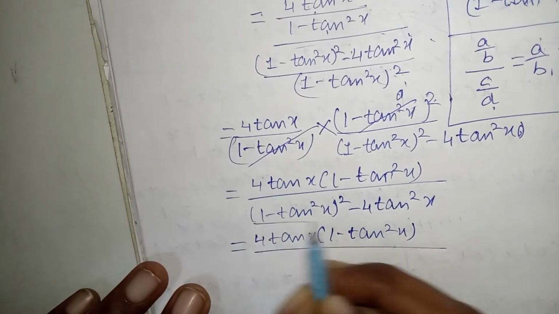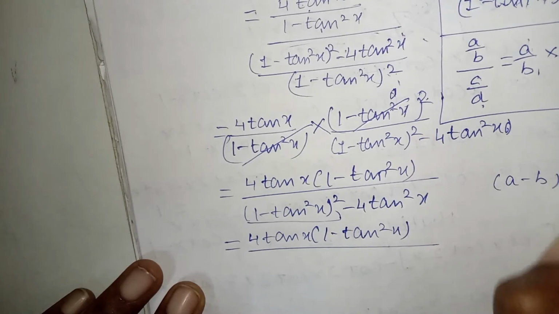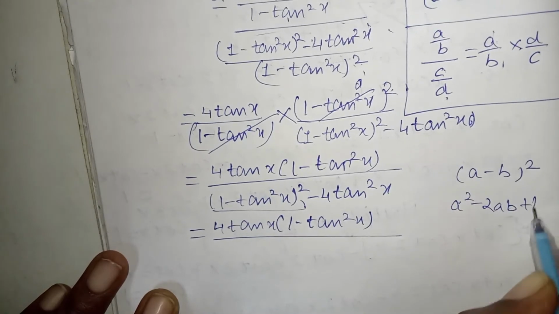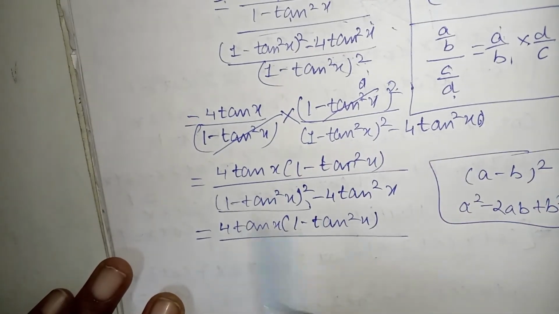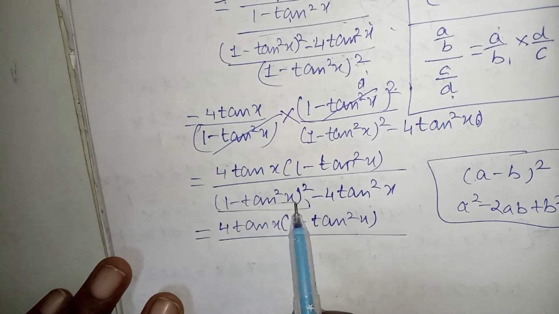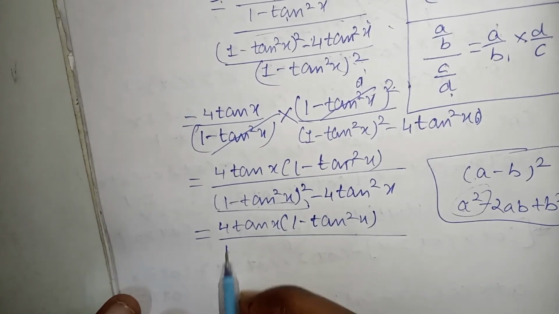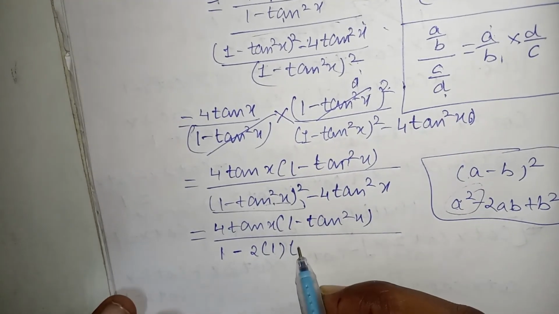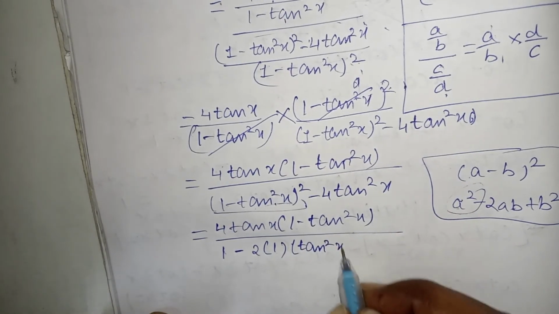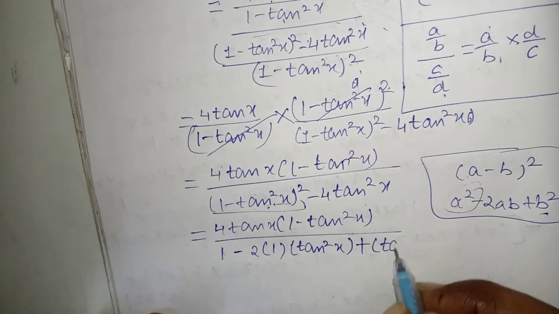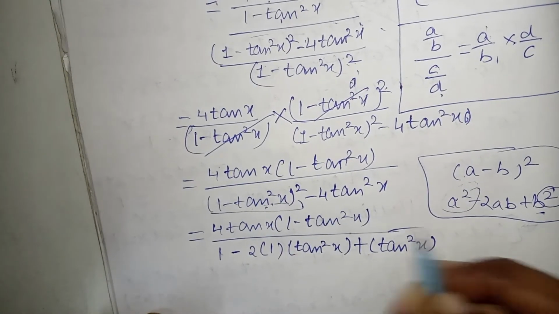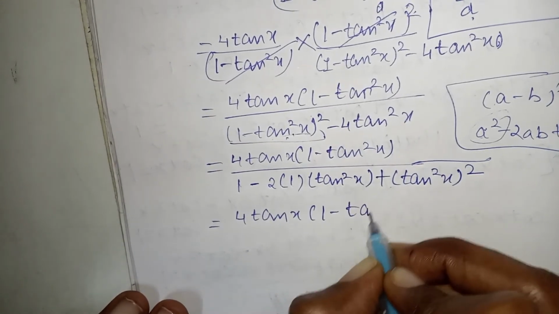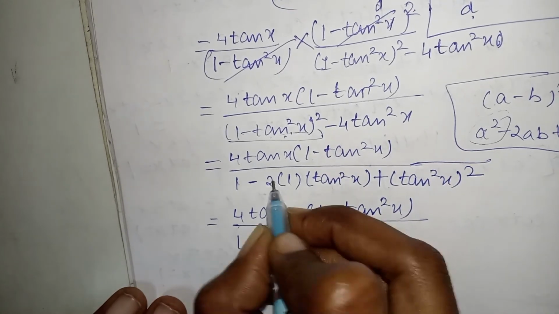Then so in which form? This form, right? A minus b whole square. That is what the formula of a minus b whole square? A square minus 2ab plus b square, right? So a is what? 1. B is what? Tan square x. So a is what? 1. So 1 square is 1 minus 2. A is what? 1. B is tan square x. B is what? Tan square x. And again square is there, right? Square. So 4 tan x by 1 minus tan square x by 1 minus 2 into this whole.